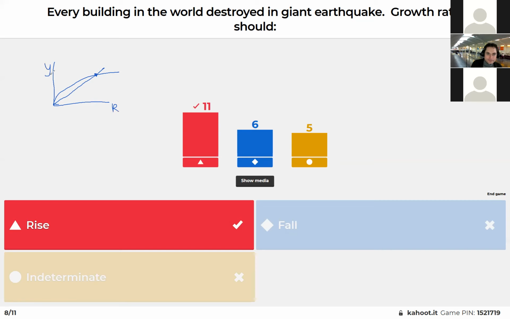Okay. And then every building in the world is destroyed. That means that our new capital level is going to be over here. Okay, so what's going to happen? Well, we're going to get quicker growth, right? Because we're actually moving along this line. So every year we're actually getting more capital relative to what we would at steady state, because we have to make it back to steady state. So we're actually going to experience quicker growth along the transition.